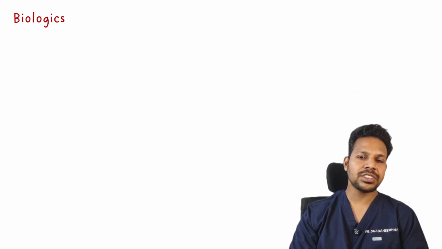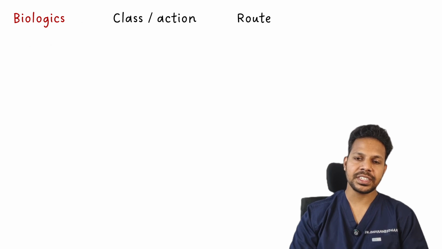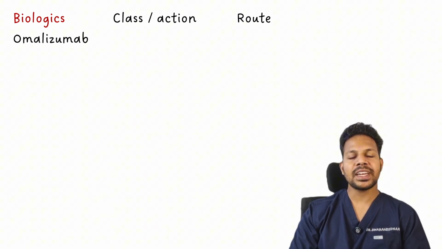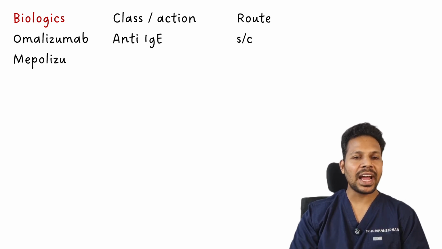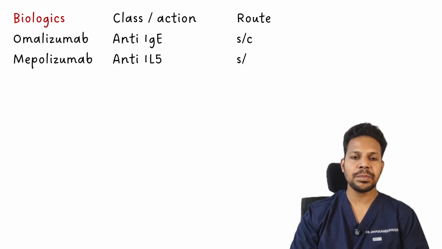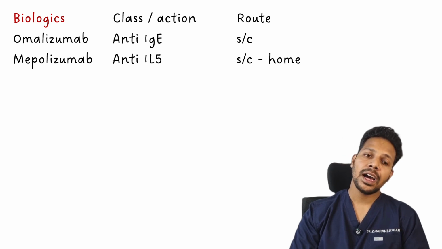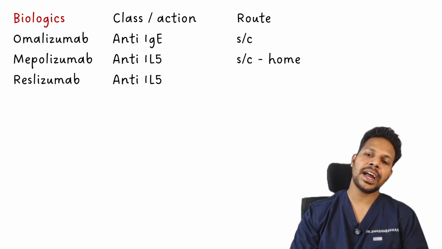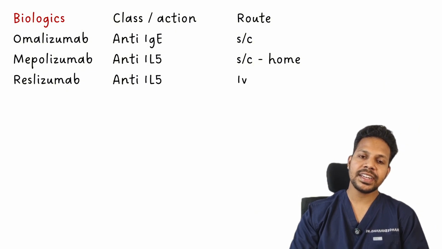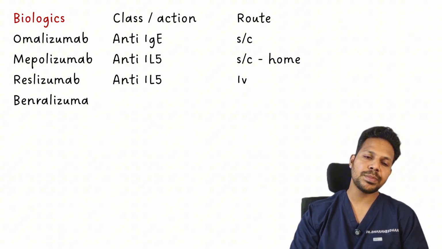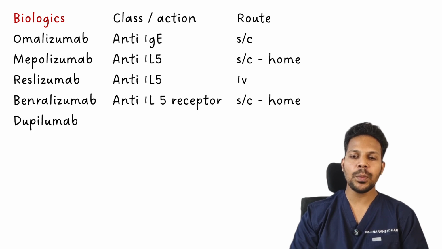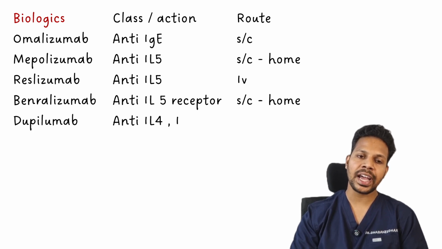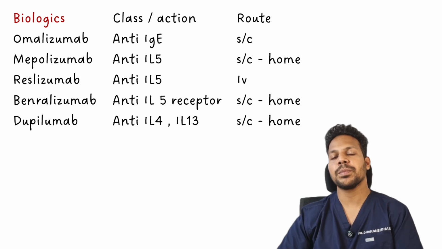Now, what are the biologics or monoclonal antibodies that we are using here? Omalizumab is an anti-IgE antibody and it is given subcutaneously. Mepolizumab is an anti-IL-5 antibody, again given subcutaneously. This can be given at home. Reslizumab is an anti-IL-5 antibody. This is given intravenously. And then benralizumab, this is an anti-IL-5 receptor monoclonal antibody. This can also be given at home subcutaneously. Then we have dupilumab, which is an anti-IL-4 and IL-13 antibody. This is also given subcutaneously at home.